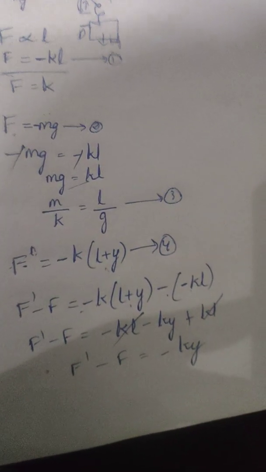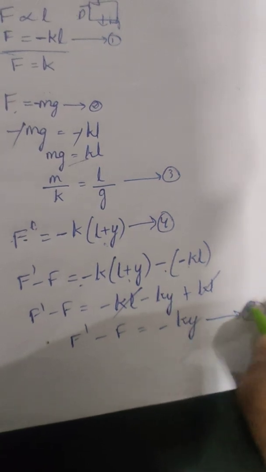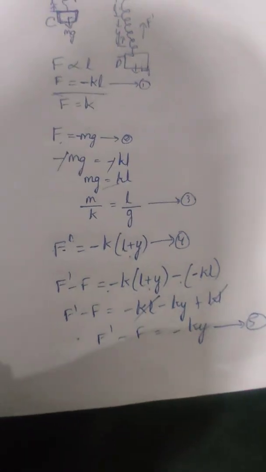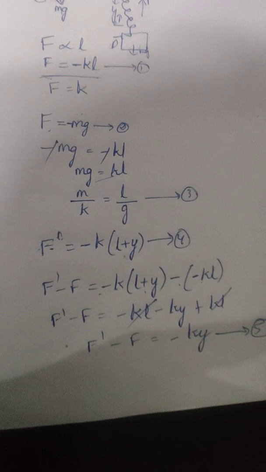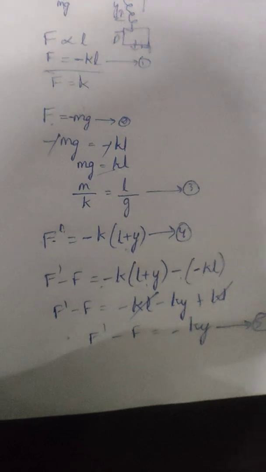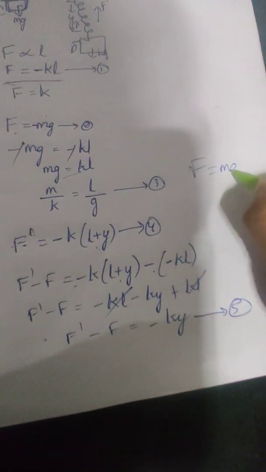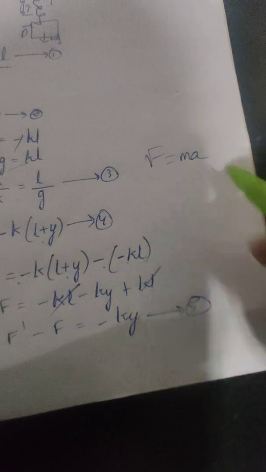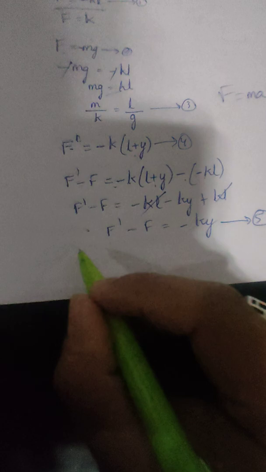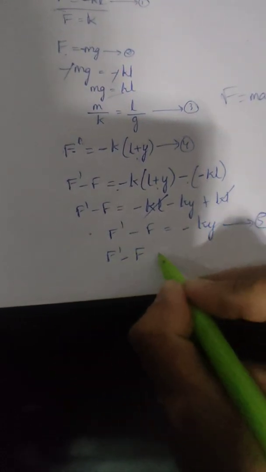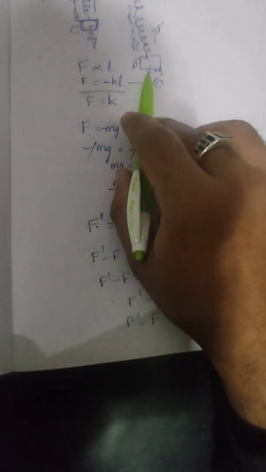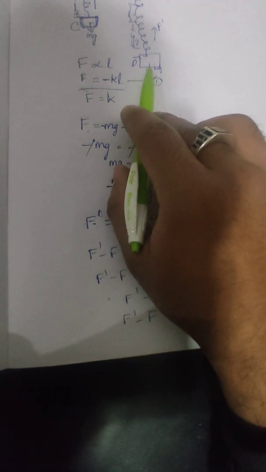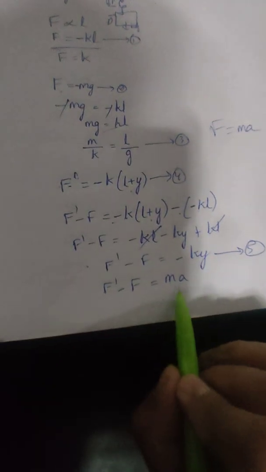Now let's give this equation 5. So I just subtract equation 1 and equation 4. Now from Newton's second law of motion, what do we have? Force equal to ma, right? This we have studied in other units. F equals ma, this is very famous. Now just like that, this force F dash minus F will be equal to mass into acceleration, right? Where m is the mass of the object, and what is the acceleration here?